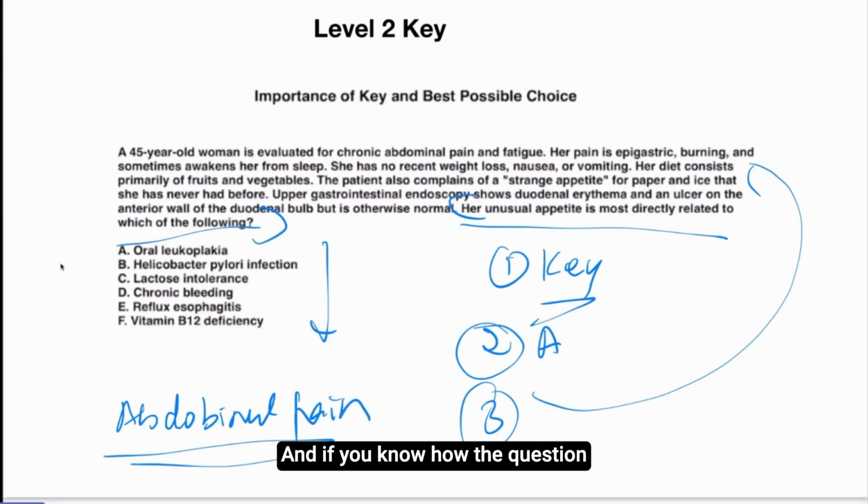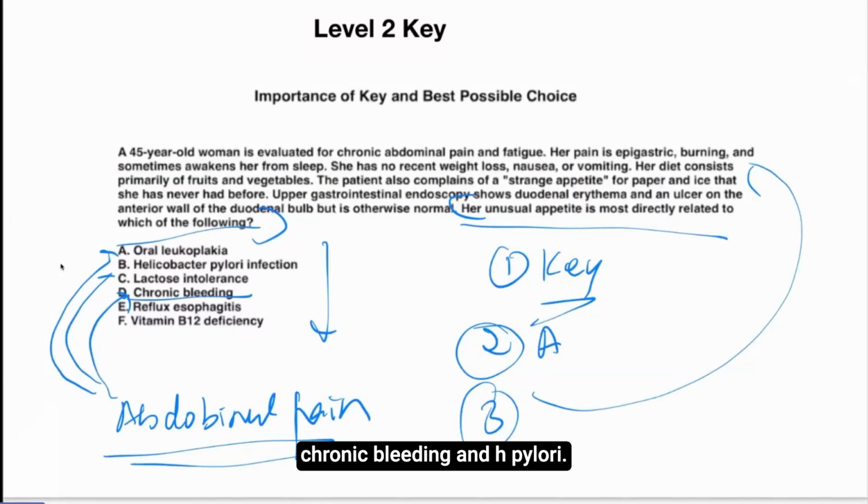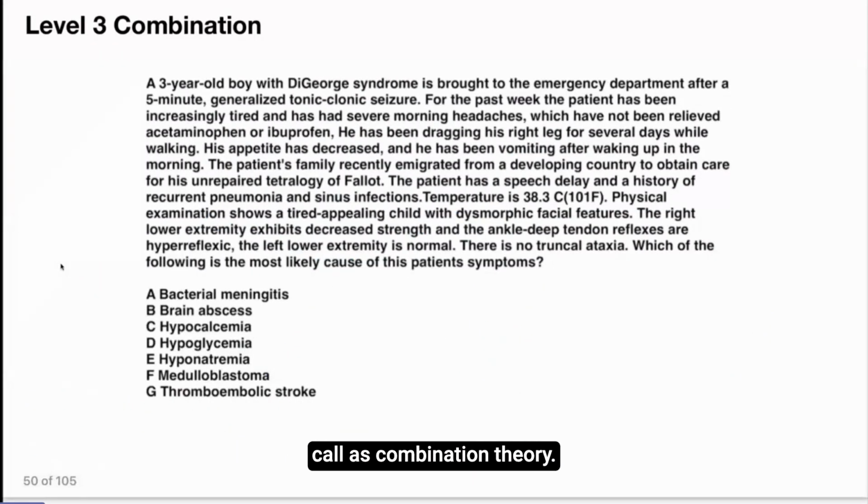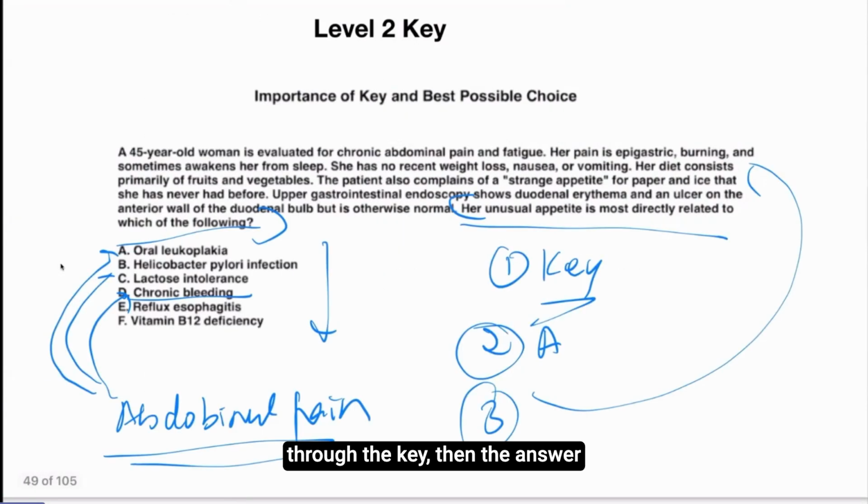If you know how the question writer is thinking, and the way they're going to present the differentials is through oral H. pylori, trying to confuse you with chronic bleeding and H. pylori, and you can figure out the rules, it just makes things so easy, and now you can learn better with this as well. The third level is what we call combination theory. So we'll go through this question stem, guys, and the answer choices, and let's use the technique and see how well we do.